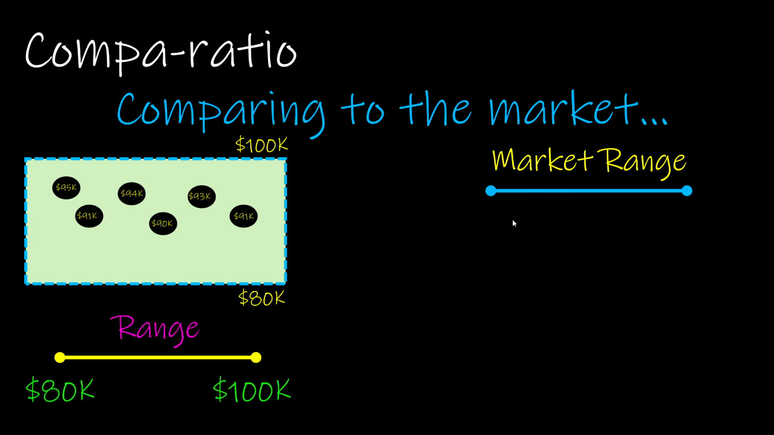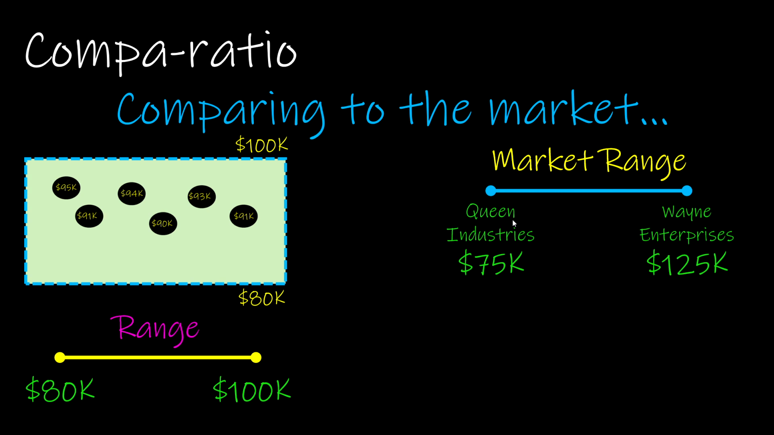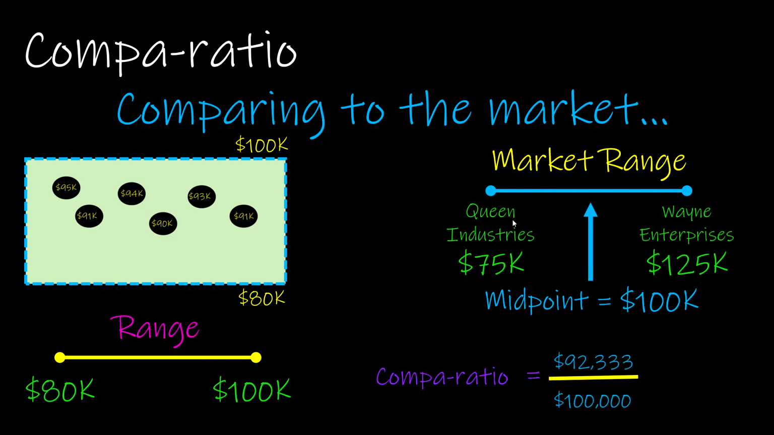So let's say here, for this same position that we use grade 4 for, Queen Industries is paying $75,000. That's their minimum pay that they pay for that position. But over at Wayne Enterprises, employees can earn $125,000 for doing a similar job. That would give us a midpoint of $100,000. Now, if we decided to calculate the compa ratio based upon the market range, what we would do here is we would take the average that we came up with before, which was $92,333, and we would divide it by the midpoint for the market range, which is $100,000. That would give us a compa ratio of 0.92.